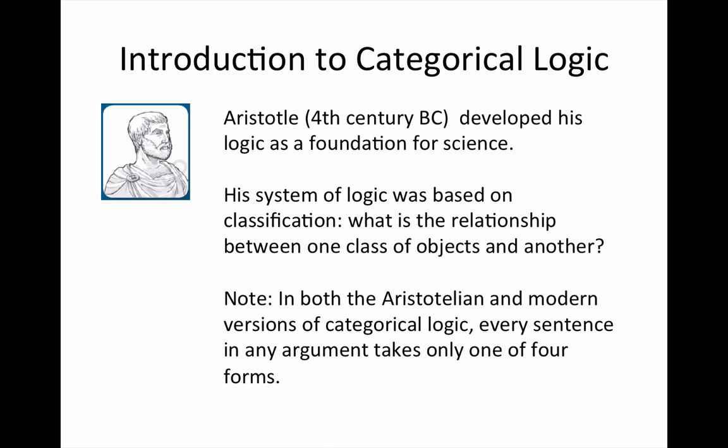The other point that I want to make here is related to the last point that I made before we got started about the scope of this system. So you might think about it this way. Aristotle's system of logic was based on classification. How can we determine the relationship between one class of objects and another? Another way to put this is that categorical logic resolves any sentence that's a candidate for an argument into only one of four forms. And so even though there's a lot you can do with this logic, it's actually constructed out of very few elements.